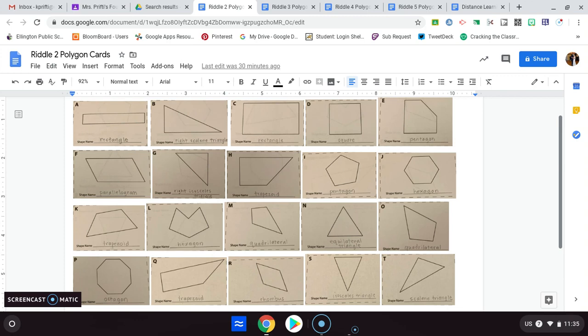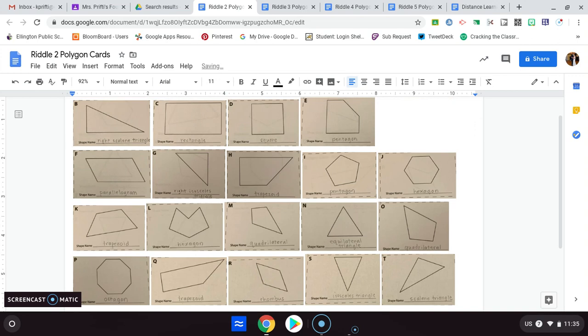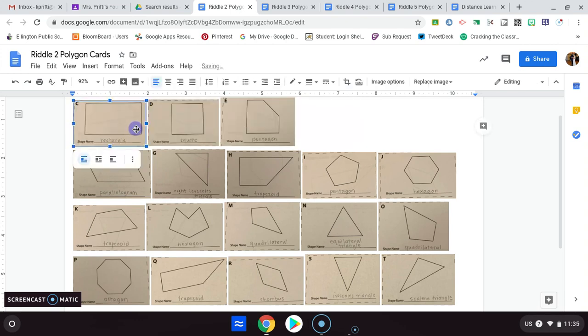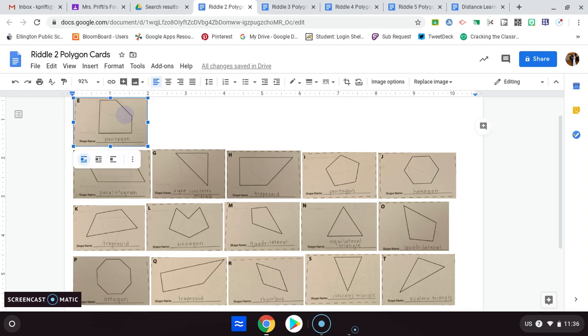All right, we're on riddle 2. My polygon has obtuse and acute angles. All right, so it has both obtuse and acute. All right, rectangle only has 90-degree right angles, so nope. Scalene triangle has a 90 and acute, so nope, flip it over. Rectangle, I've already said, nope, flip it over. Square, nope, flip it over. And what about this one, this pentagon? I see right angles and obtuse, and the clue was it has obtuse and acute, so flip over E.